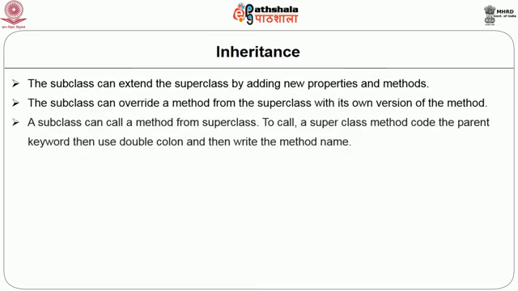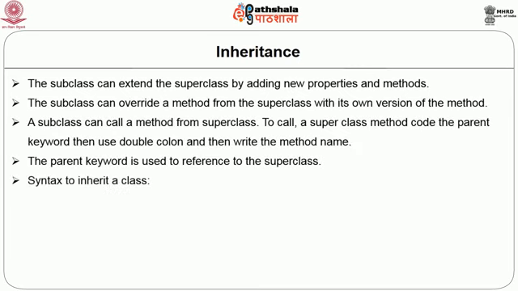A subclass can also write new properties and methods apart from the properties and methods inherited from the original class. Not only that, the subclass can override the methods defined in the superclass. Overriding a method means the subclass uses the same method name defined in the superclass. To call a method of the superclass in the subclass, you write parent, the parent keyword, then the scope resolution operator, and then the name of the method. Here parent refers to the class name.